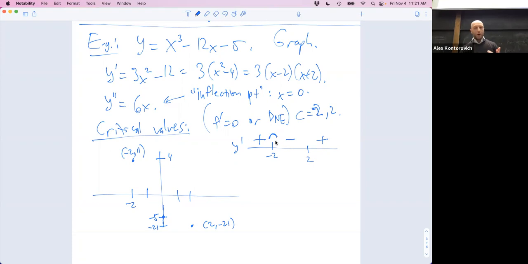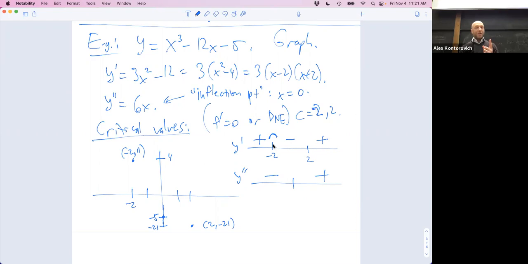Or if we look at the second derivative at -2, so y double prime. Let's look at y double prime. 6x, that's y double prime. 6x when x is -2 is -12, that's negative. At 0, I have 0. And what about at positive 2? 12, which is positive.